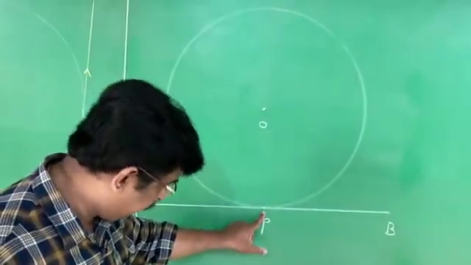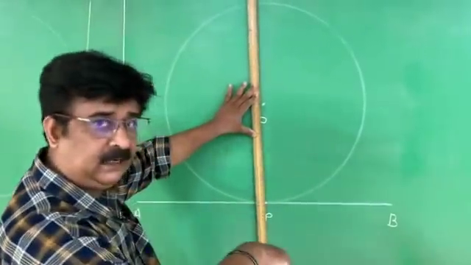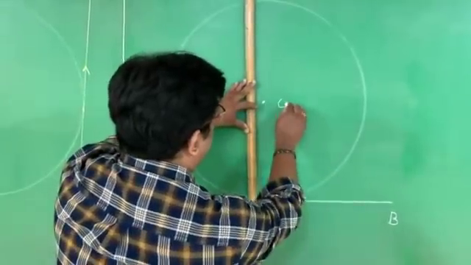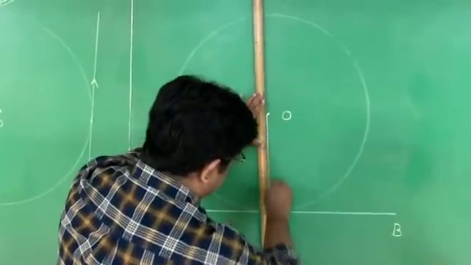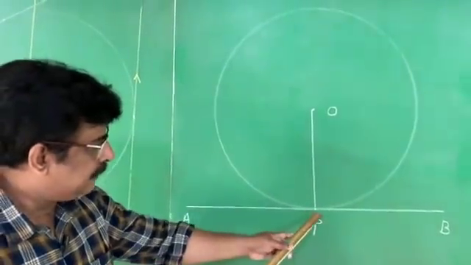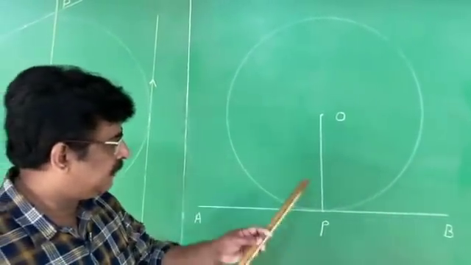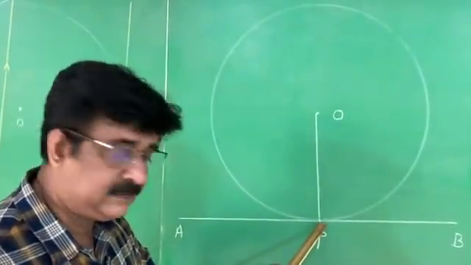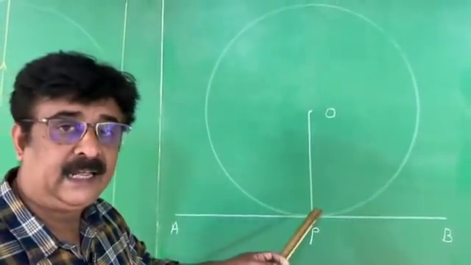Now at the point P, since P is on the circle, if I join a line segment connecting the center and the point P, it becomes a radius. P is a point on the circle. AB is a tangent, it touches the circle at the point P. Then P is the point of contact, and P is on the circle. Therefore, if I join the center and the point of contact, I get the radius.